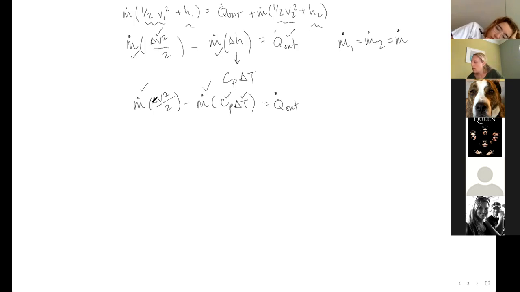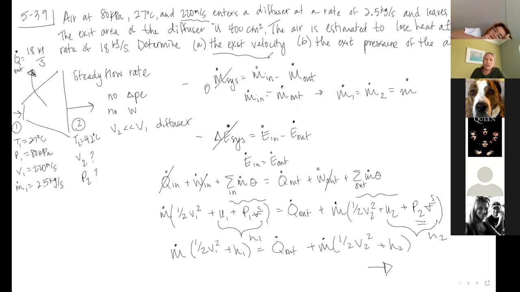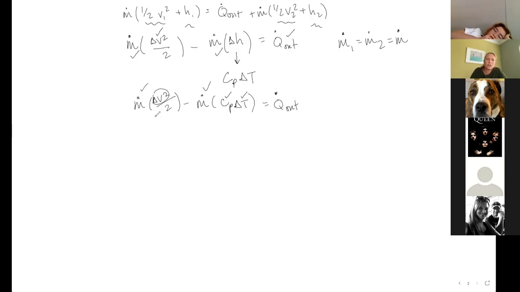I'm confused. If we're solving for velocity, why... Yeah, you're right. For this problem, you're not assuming that it's 0 because it's asking you to figure out the exit velocity. So we know that it's going to be much smaller than V1, but we're not assuming that it's 0. For some of the diffusion problems, you assume that it's 0. So I was working it without looking at the solution, which is my bad.